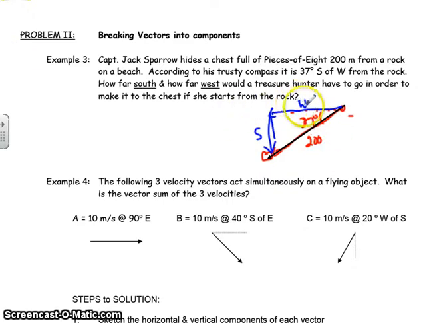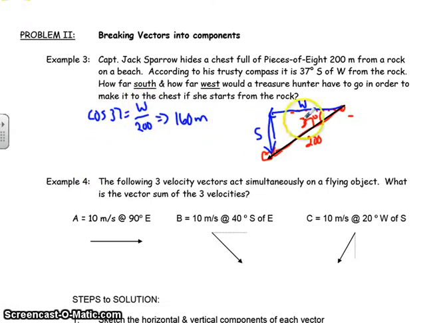Okay, so the west component, we have to recognize from SOHCAHTOA, is the adjacent side. And so the trig function that makes sense for adjacent is cosine. So I'd say the cosine of 37 equals my adjacent side, which is the west vector, divided by the hypotenuse, which is 200. And so if I do 200 times the cosine of 37, we will get 160 meters. I'll leave it to you to solve for W, do 200 cosine 37.